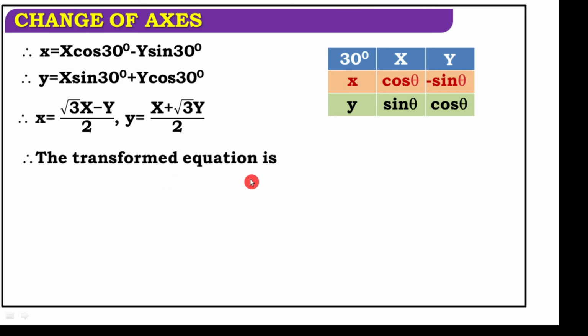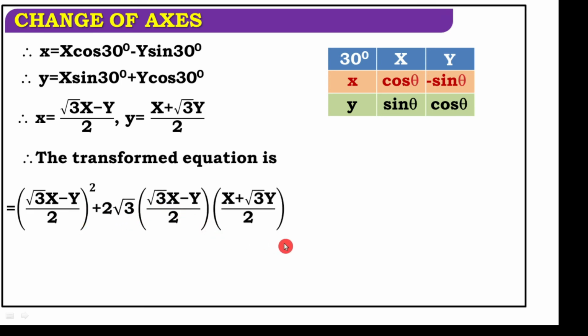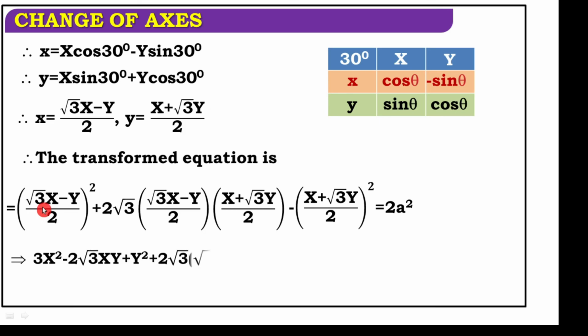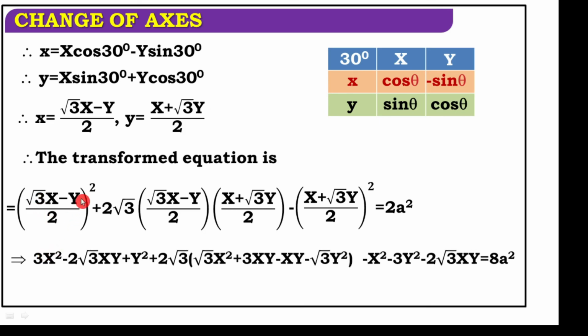The given equation, the required transformed equation, x square plus 2 root 3 xy minus y square equals 2a square. Expand using a minus b whole square. So root 3 square is 3, X square minus 2ab, 2 root 3 XY, plus b square means Y square. Here 2 root 3 as it is, first multiply this 2, root 3 X into X, root 3 X square, root 3 into root 3, 3XY, minus Y into X, minus XY, minus Y into root 3 Y, root 3 Y square. Expand using a plus b whole square. A square, root 3 square is 3Y square, plus 2ab, minus is there, multiply with minus.